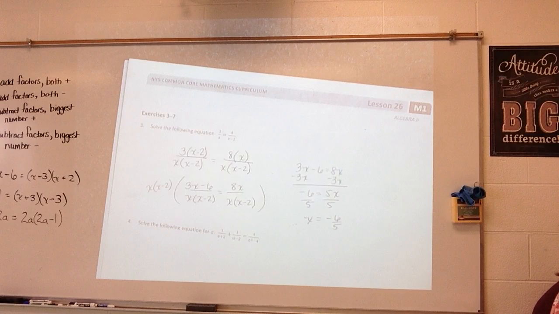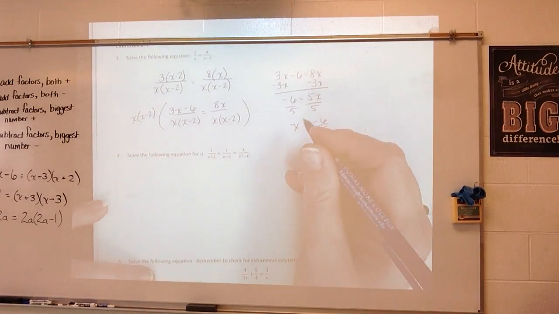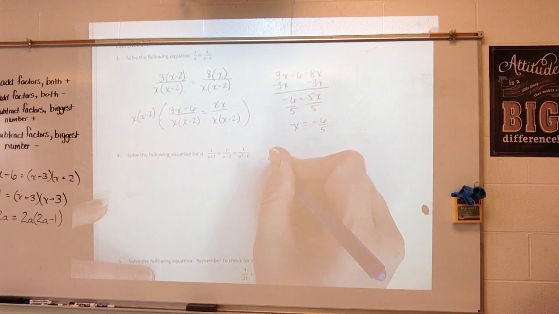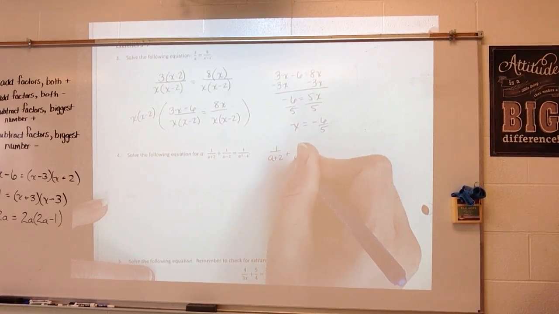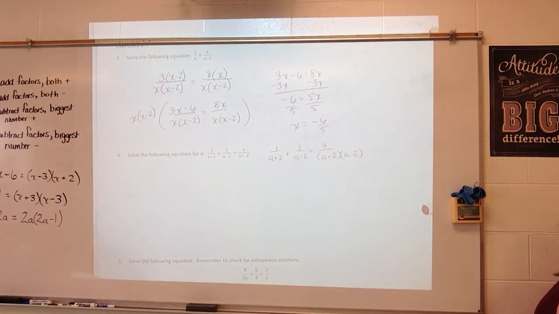All right, let's look at exercise 4. Solve the following equation for a. When I have 1 over a plus 2 plus 1 over a minus 2 is equal to 4 over a squared minus 4. Guys, I'm going to treat this just like I have been my equations. I'm going to factor this a squared minus 4. It's the difference of two perfect squares. So therefore, I'm going to factor it as a plus 2 and a minus 2.